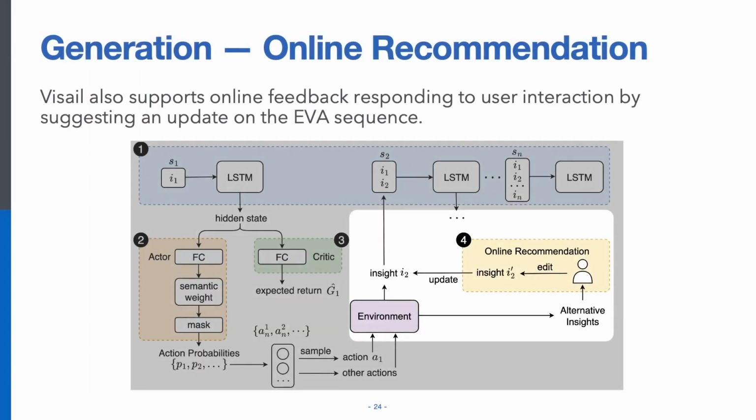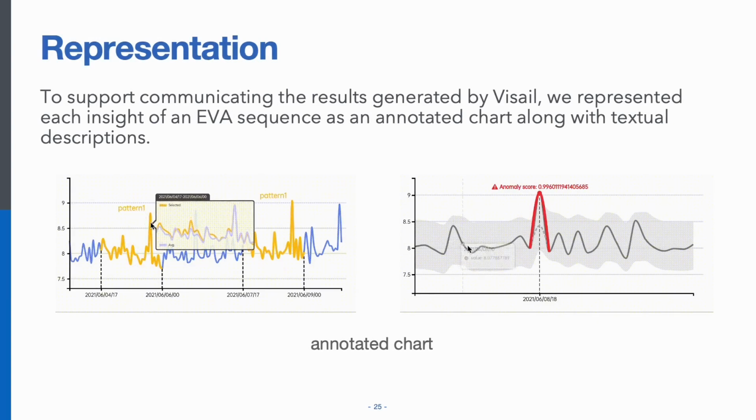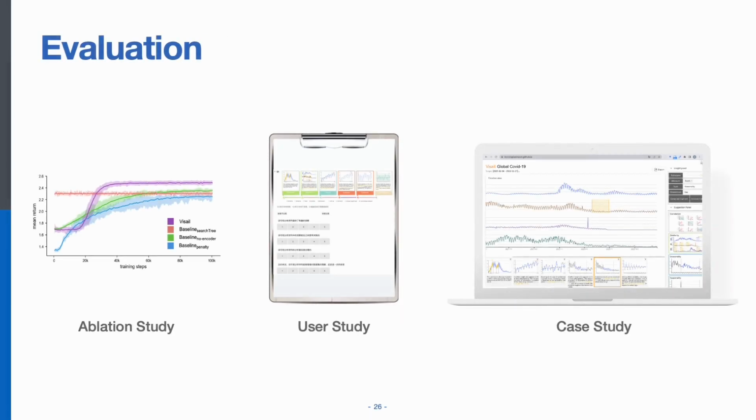Such an insight-by-insight generation method also facilitates online feedback responding to user interaction by suggesting an update on the EVA sequence. The representation module shows each insight of an EVA sequence as an annotated chart along with textual descriptions, to communicate the generated results. The evaluation of VIS includes an ablation study, a user study, and two case studies.